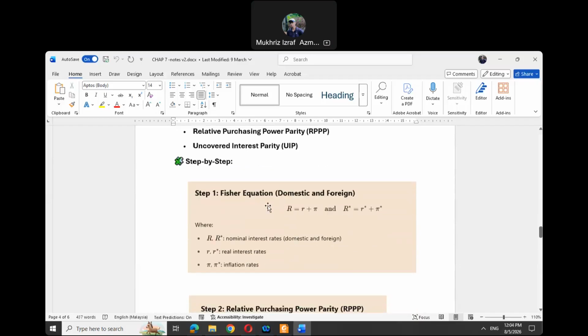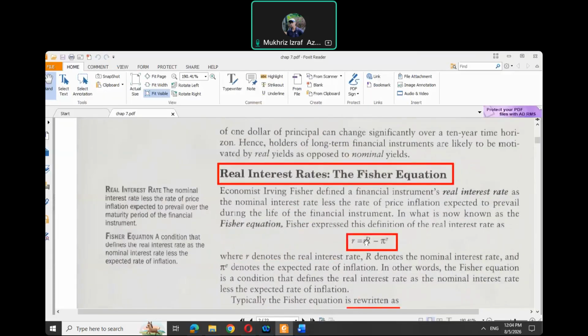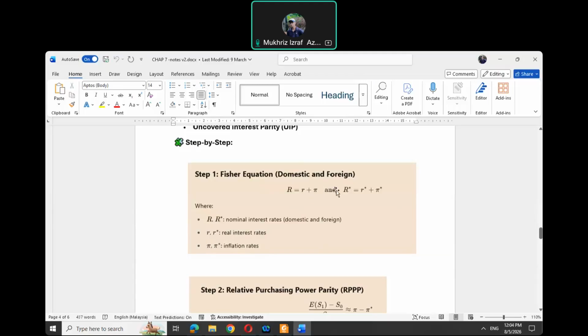Okay, so we start with step number 1 first. R stands for the capital R without the asterisk. This is for local. R star or R asterisk is for the foreign. Okay, so the rest I think you get the idea already. So the nominal interest rate is the product. So this is basically we reverse the process from the original equation here. Okay, we take the nominal to the left, real interest rate to the right. Okay, so that gives us these two equations.